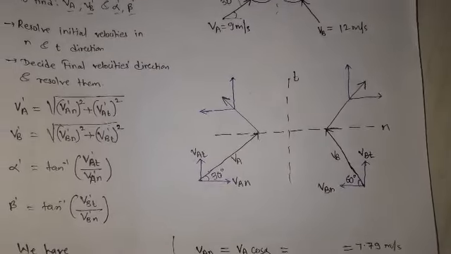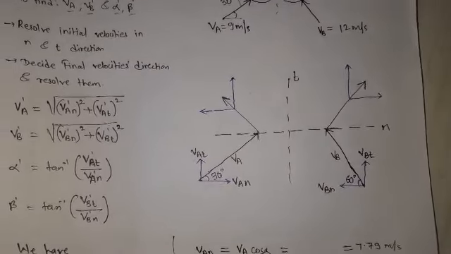Okay, now just resolve these final velocities as well into horizontal and vertical components. Horizontal, that is the n direction component, will be VAn dash, and vertical VAt dash. And similarly here VBt dash vertical, and VBn dash horizontal. So this is how we'll resolve the velocities before and after impact.